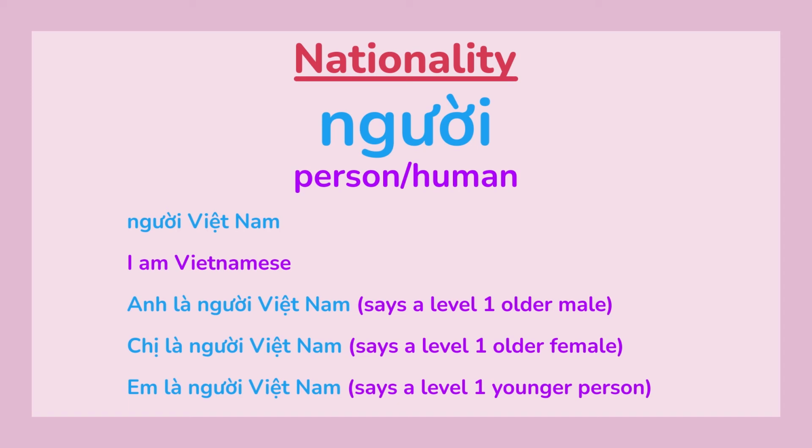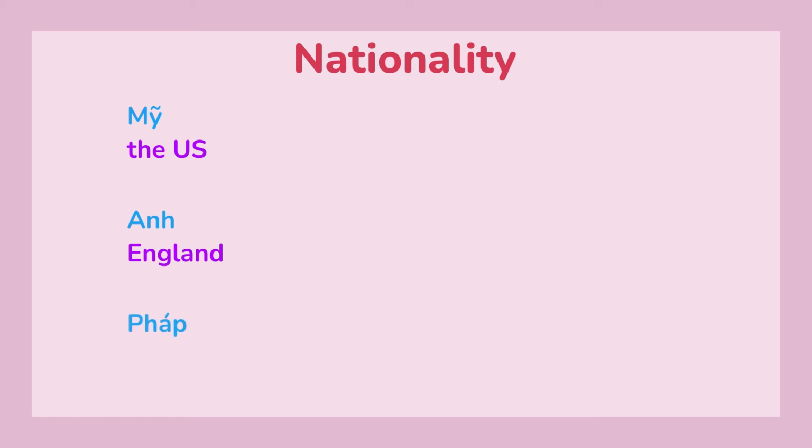Now, let's learn the names of some countries. First one, Mỹ, which means the US. Second one, Anh, which means England. You can see two homophones here. Third one, Pháp, which means France.